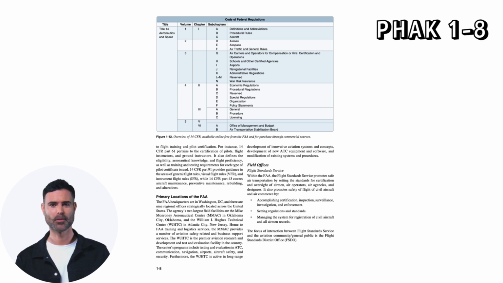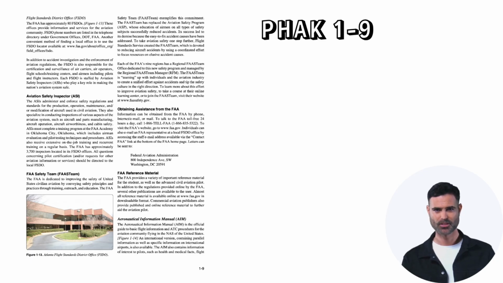The focus of interaction between Flight Standards Service and the aviation community and general public is the Flight Standards District Office, FSDO. The FAA has approximately 80 FSDOs. These offices provide information and services for the aviation community. FSDO phone numbers are listed in the telephone directory under Government Offices, DOT, FAA. Another convenient method of finding a local office is to use the FSDO locator available at www.faa.gov, About, Office Org, Field Offices, FSDO.